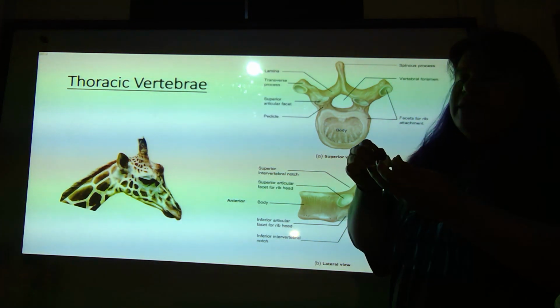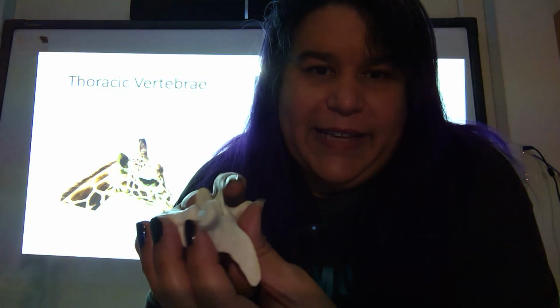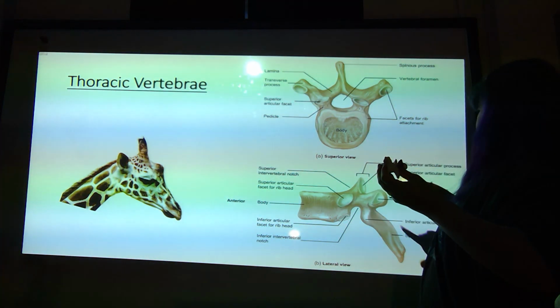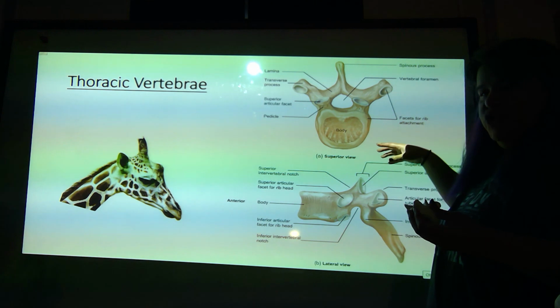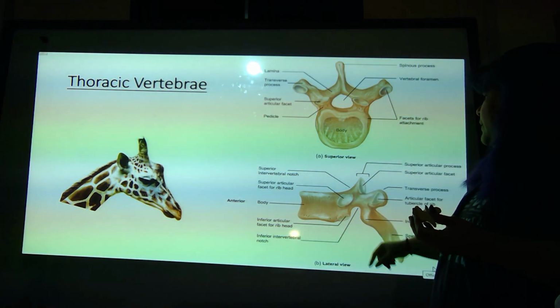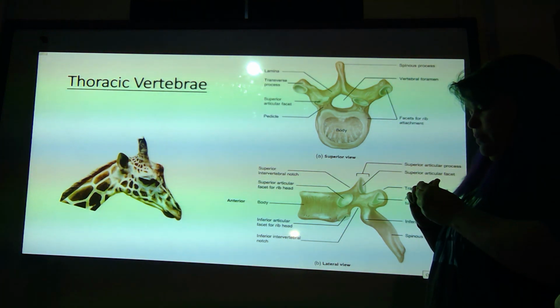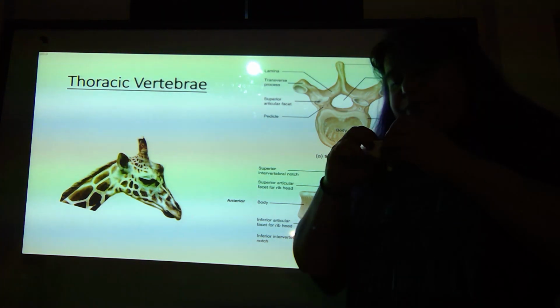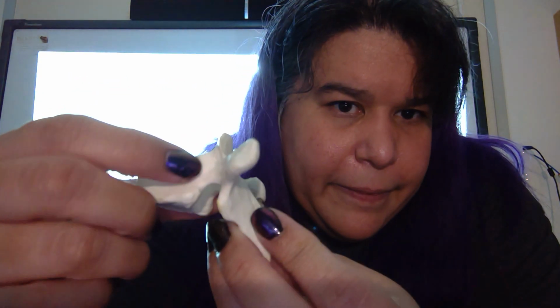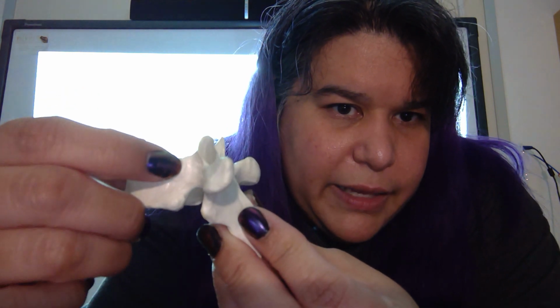The articular process. So here's the facet where it attaches to the vertebra above it, but this actual structure itself is going to be the process. Okay? The actual whole structure, not just this one surface. The superior articular facet for the rib head. See that little indentation right here? You can kind of see it right there. That little reflective area. That's where that is.